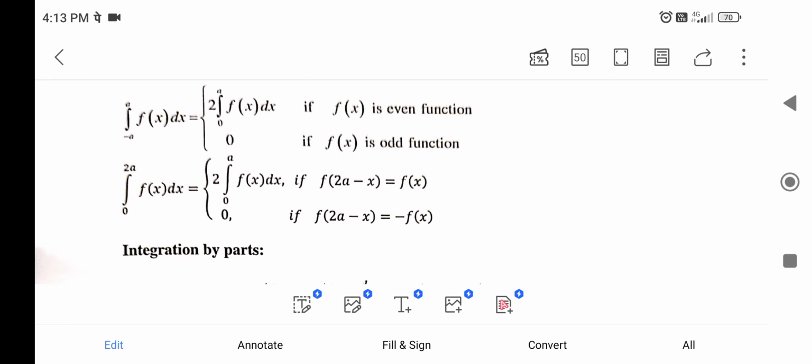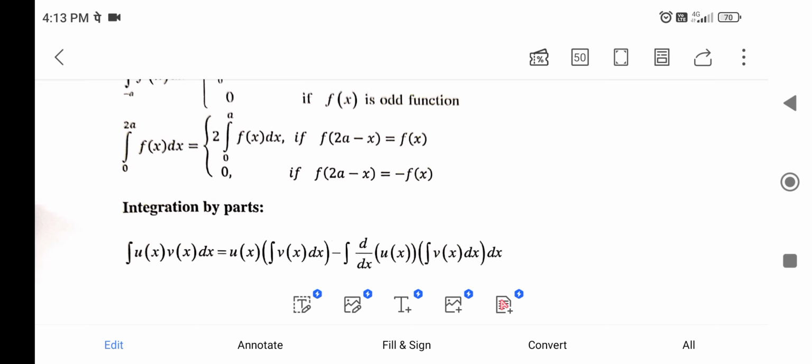And the limits are minus a and a: the integral from minus a to a is 2 times the integral from 0 to a if f of x is an even function, and 0 if f of x is an odd function. And for 2a, the answer is 2 times the integral when f of 2a minus x equals f of x, and 0 when f of 2a minus x equals minus f of x. These are applicable for the integration 0 to 2a of f of x dx.